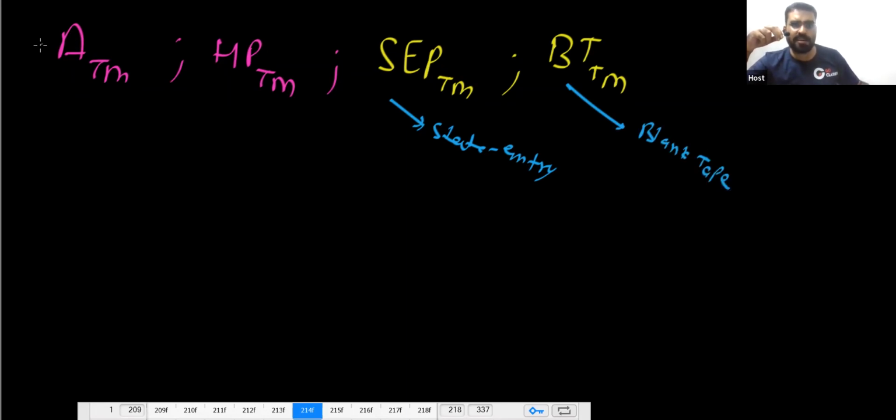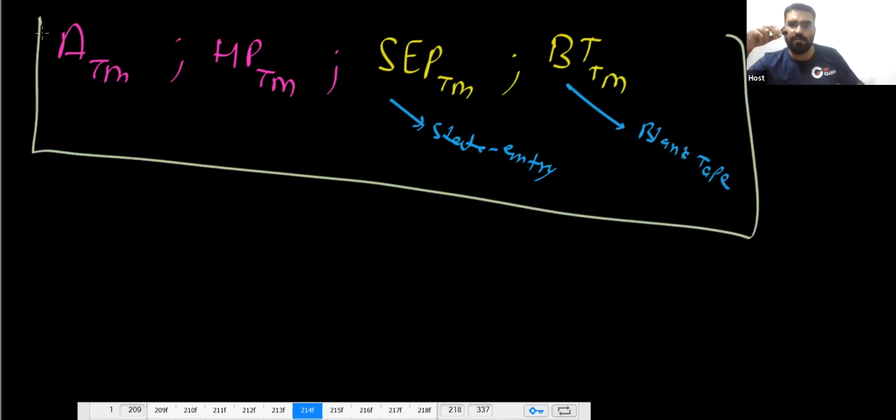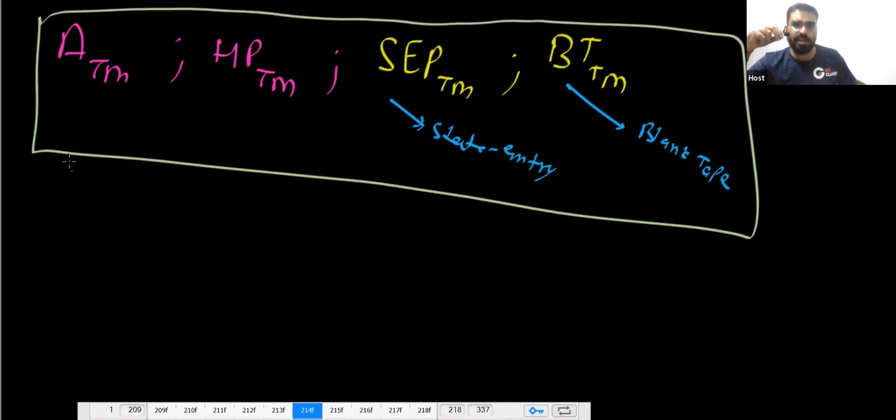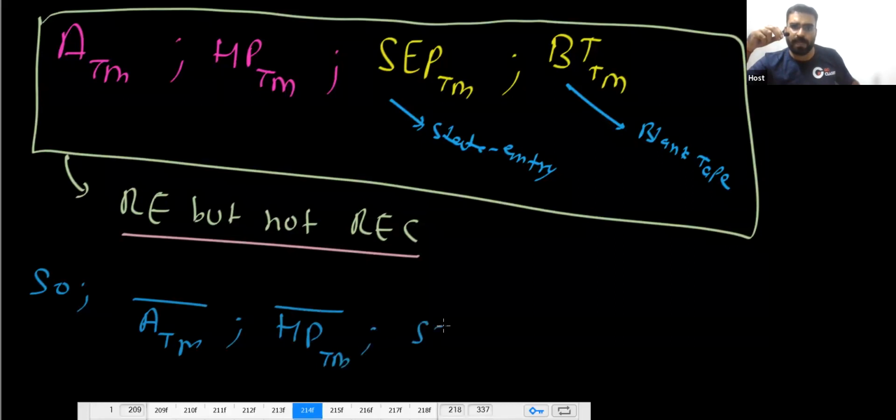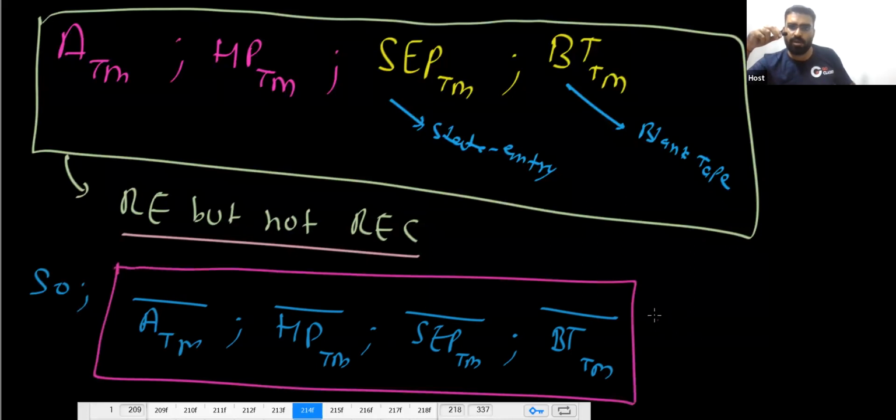We have already seen that these are RE but not REC. All of them are RE but not REC. Correct? So what can I say now? I can say that their complements, ATM complement, HPTM complement, state entry problem complement, blank tape problem complement, are not RE. All these will be not RE. So this theorem is important. Yes or no? Is this clear to everyone?